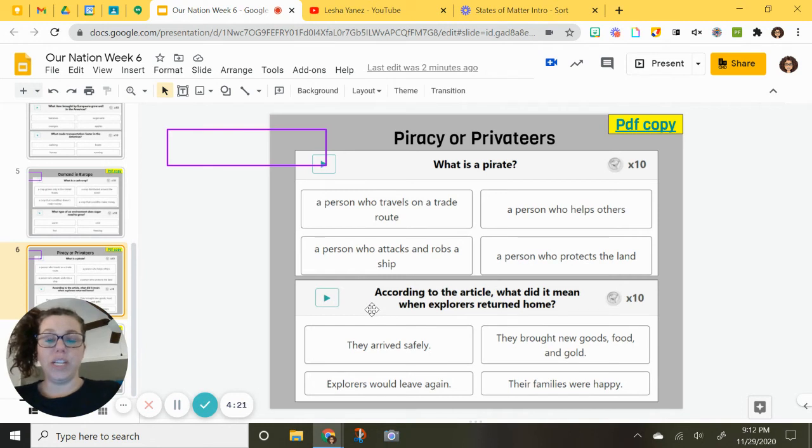The second question is, according to this article, what did it mean when explorers returned home? So when they returned home, does that mean they arrived safely? They brought new goods, food, and gold. Explorers would leave again, or their families were happy. This question is a little bit of a trickier question. You're really going to need to go back into the text for this one.